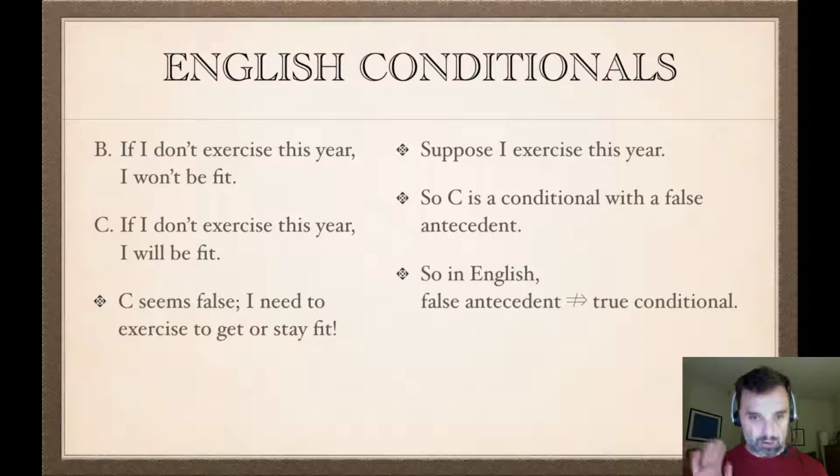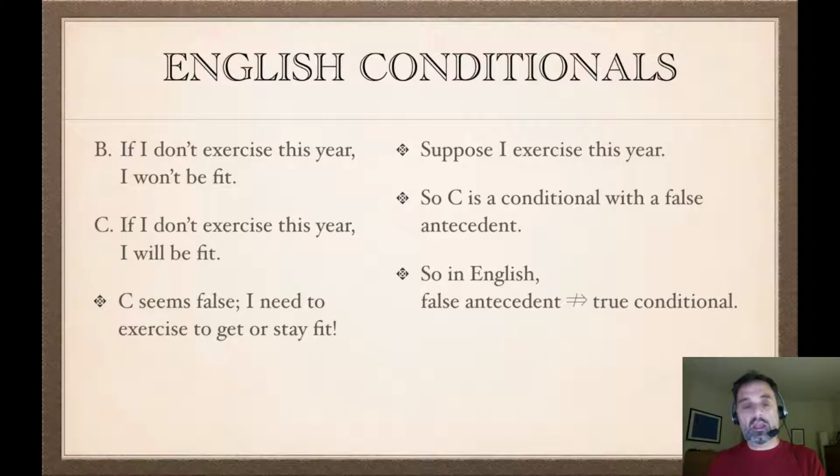But it's still false, right? C is a false conditional with a false antecedent: I don't exercise this year. Does that mean that C is true? No. C talks about what happens if I don't exercise this year, but I am exercising this year, and so the fact that I do exercise this year doesn't make C true. C isn't concerned with what's actually happening. It's concerned with what happens if I don't exercise.